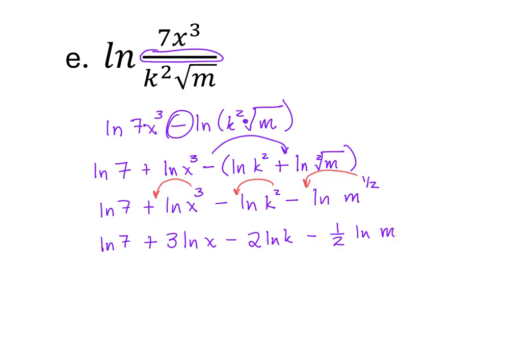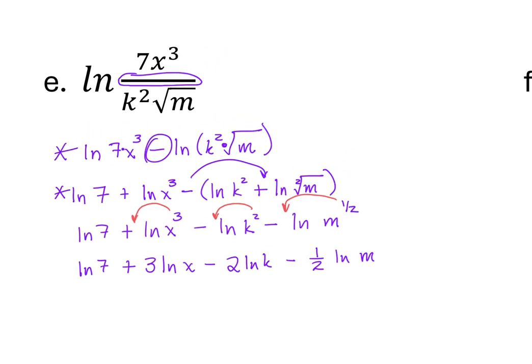Now, me personally, I don't really like doing this step right here because I have a tendency to forget the distributing of the negative when I do it this way. And so this is the rule that I have. If it's on top, this is positive. If it's on bottom, it's a minus, okay? So minus or negative.